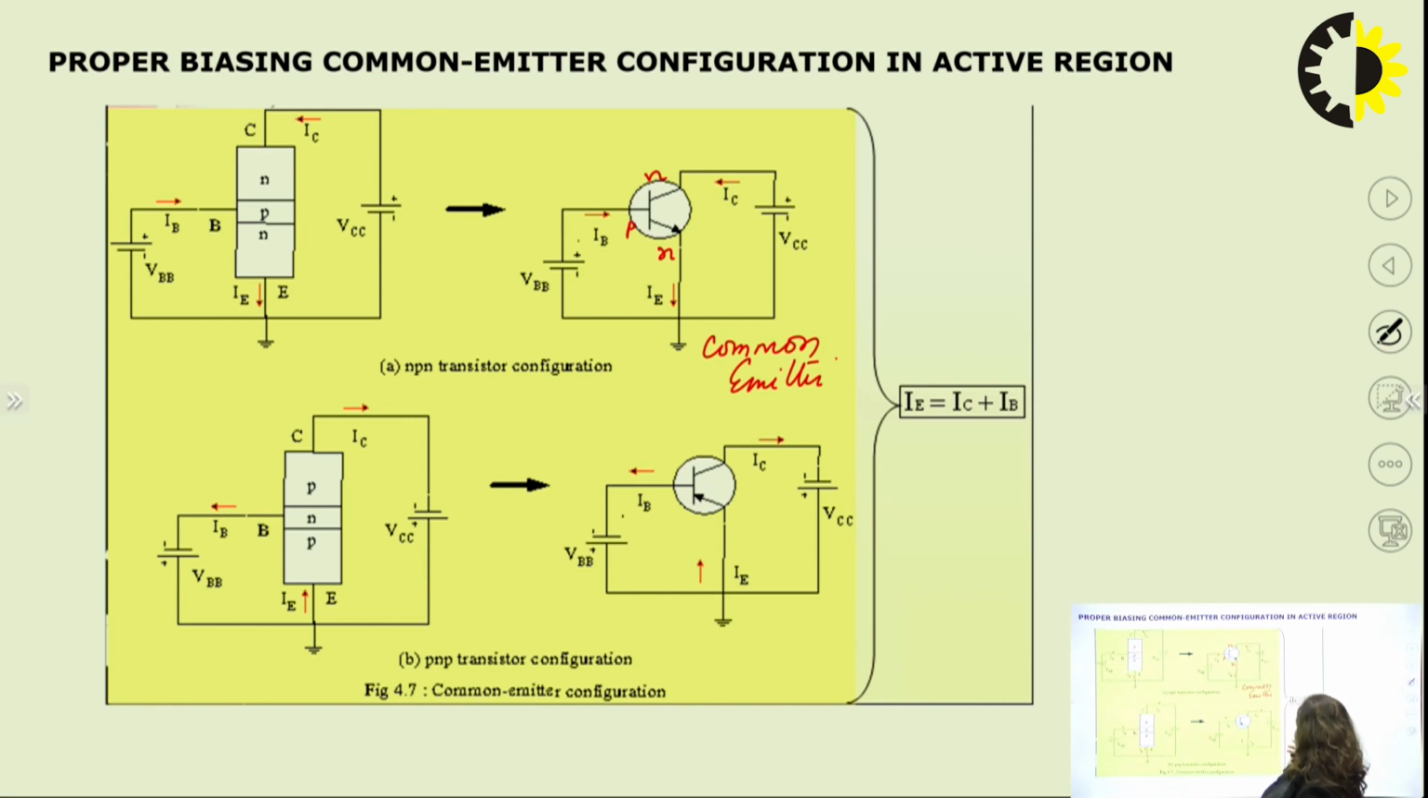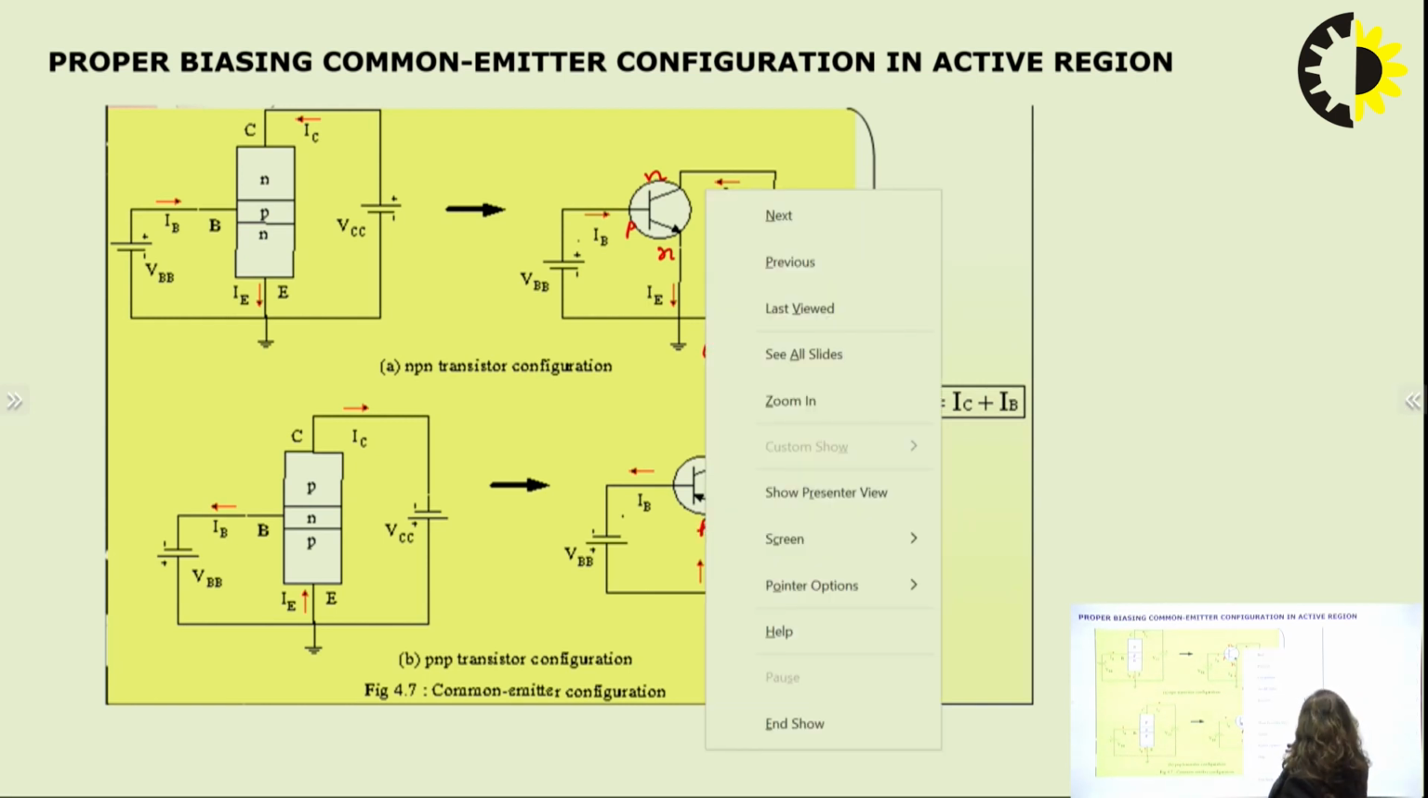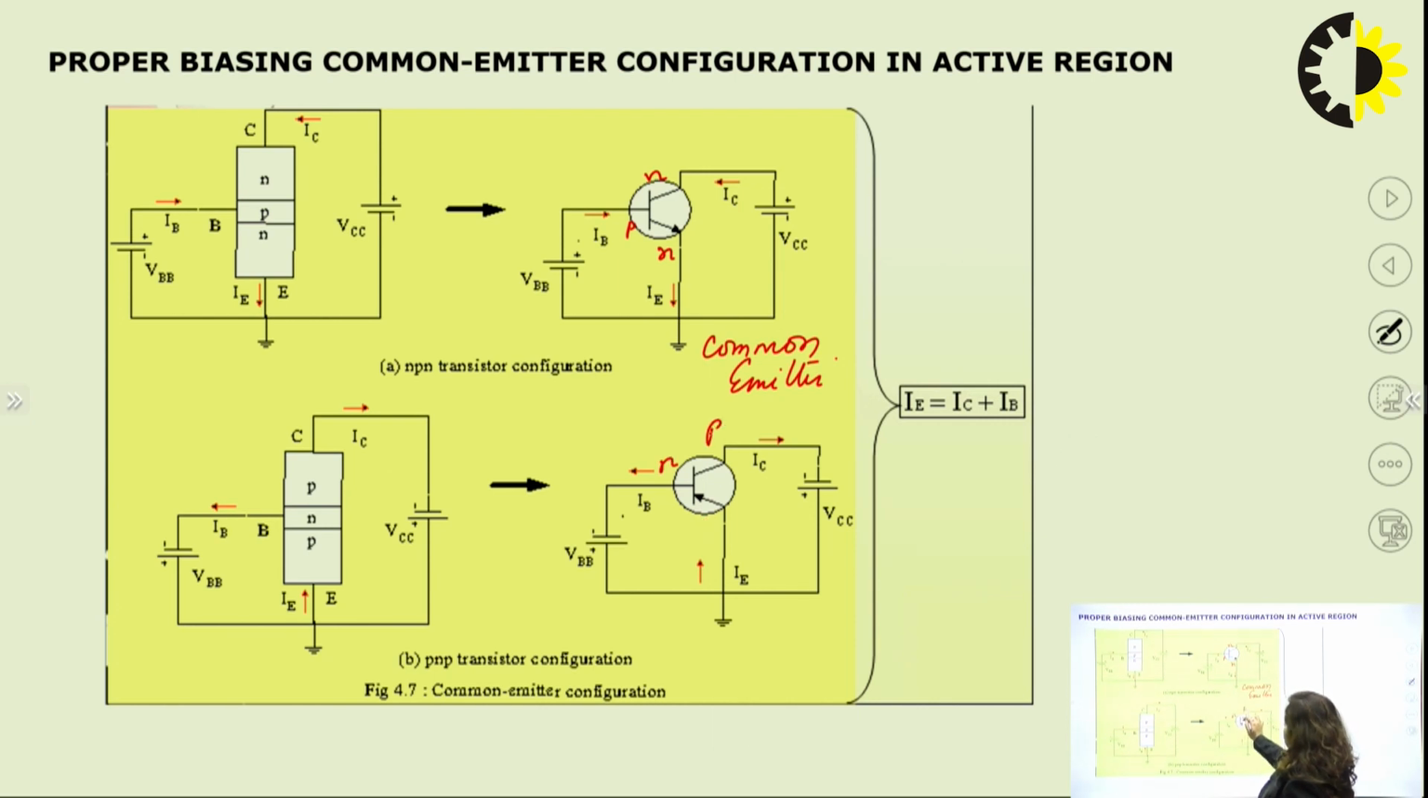So the current direction, because it is a PNP type of transistor, is from P to N side. So the current flows outward from the collector. Similarly the emitter has an input current. Similarly the base has the output current.